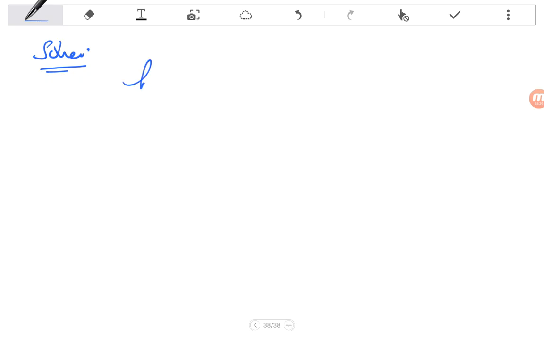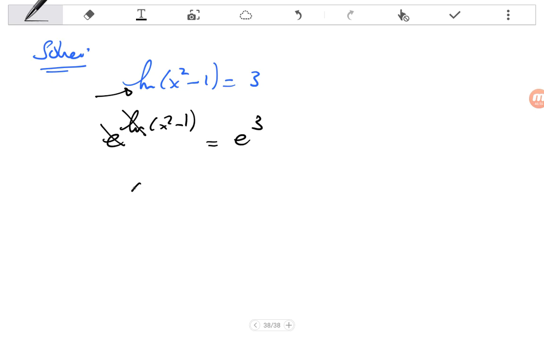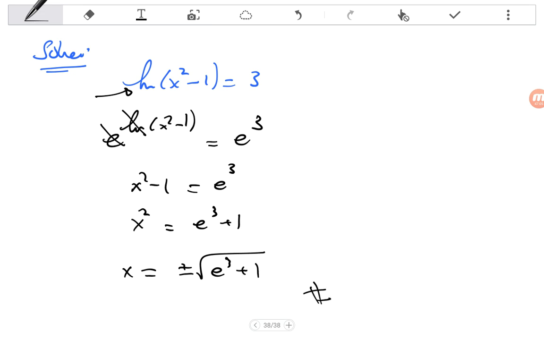If I need to solve this equation, ln of (x squared minus 1) equal to 3, I need to find x, so I need to eliminate that ln. Okay, how would I eliminate that ln? By e power both sides. In that case, that will be x squared minus 1 equal to e power 3. That means x squared equals e power 3 plus 1, which means that x will be equal to positive or negative square root of (e power 3 plus 1). Okay, so that is the solution of this equation.